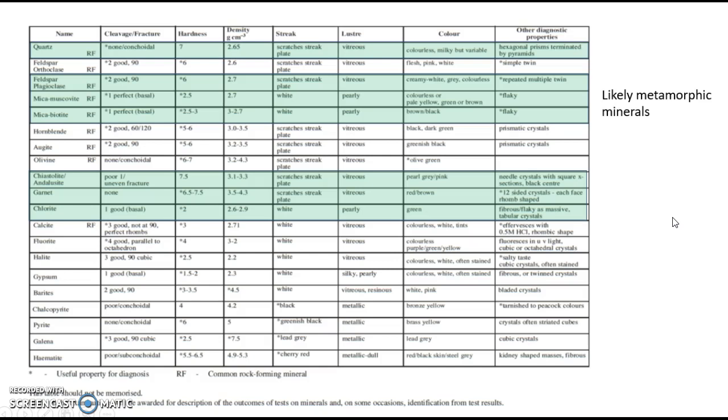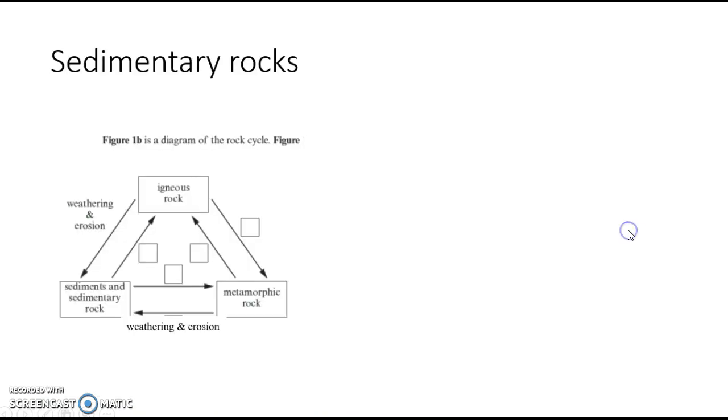Right, the likely metamorphic minerals that you're going to encounter: quartz is always pretty much a safe bet, but feldspar is also in there, micas, and then chlorite, this green mica, andalusite and garnet. And you're very unlikely to come across any other minerals in a metamorphic rock.